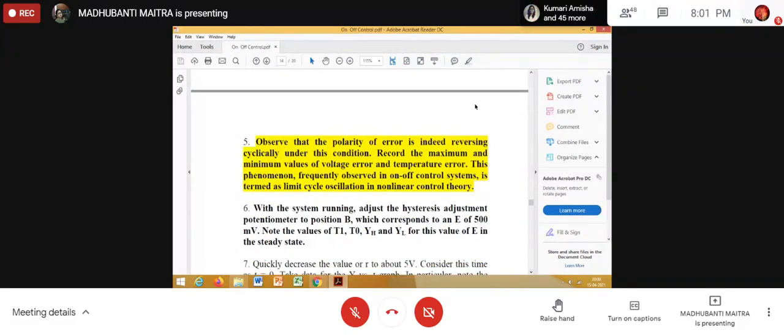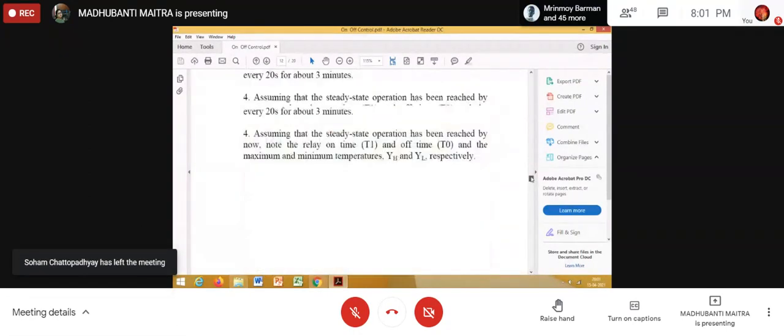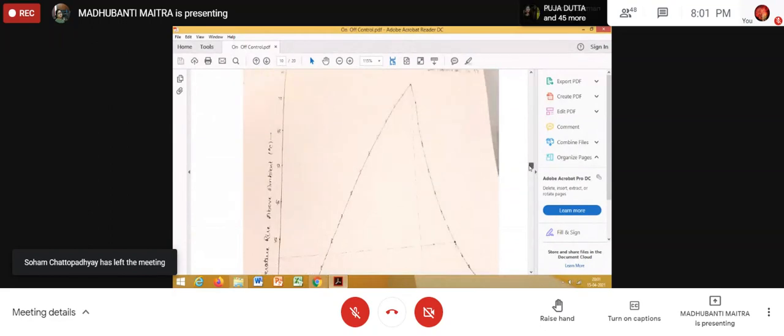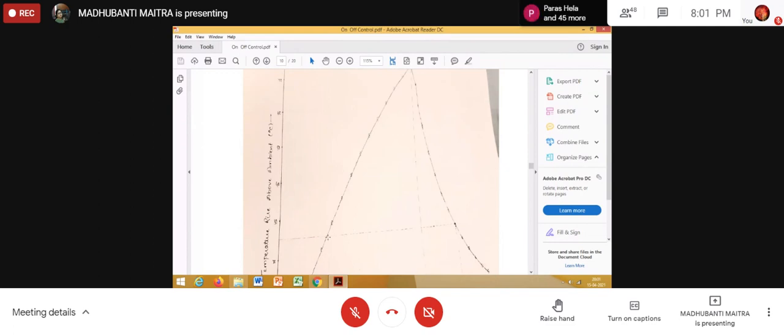That means continuously the temperature is increasing from 68 to 75, 72 degrees, and then again falling from 72 to 65 degrees. Anyway, from this plot it's clear that the cooling process and the heating process, since we have assumed the plant to be a first order one, considering there is no temperature gradient, this is an exponential rise and this is an exponential decay.